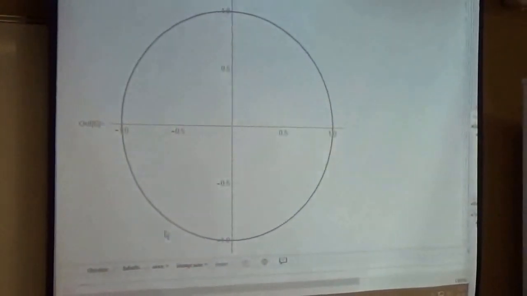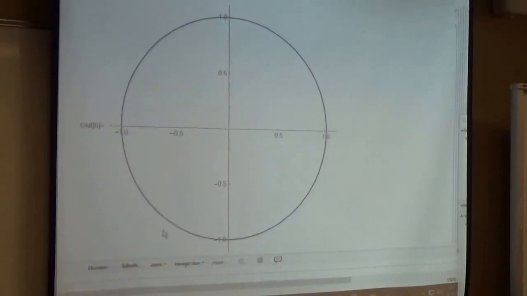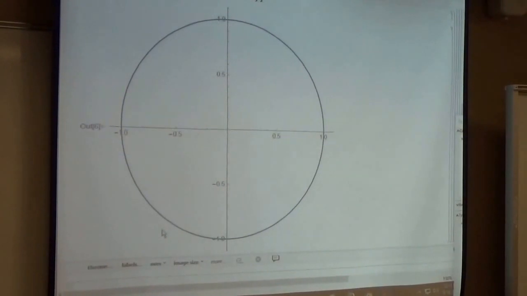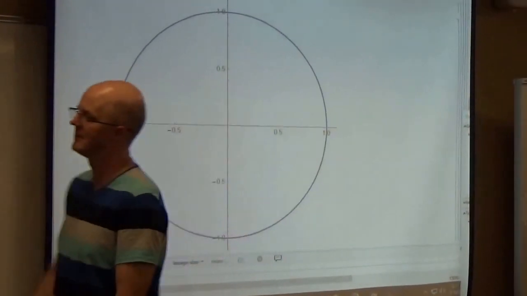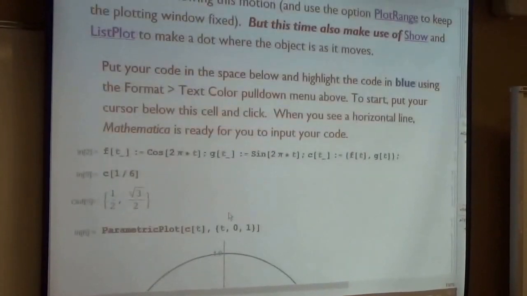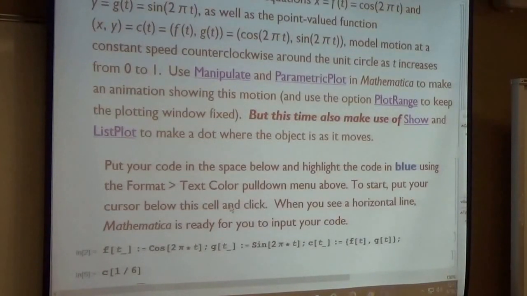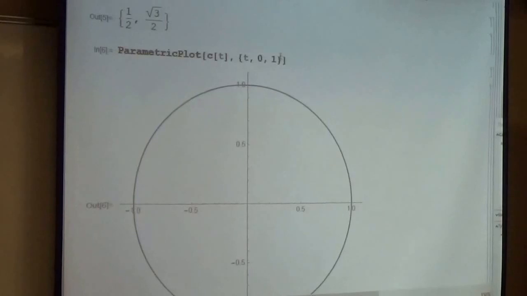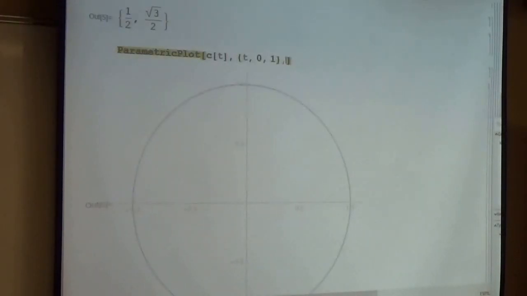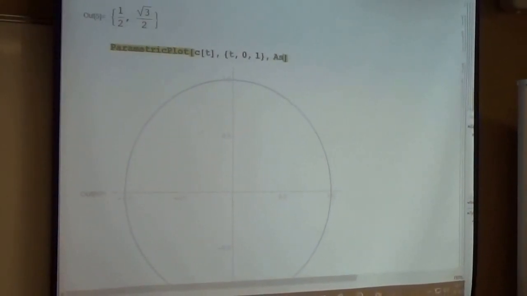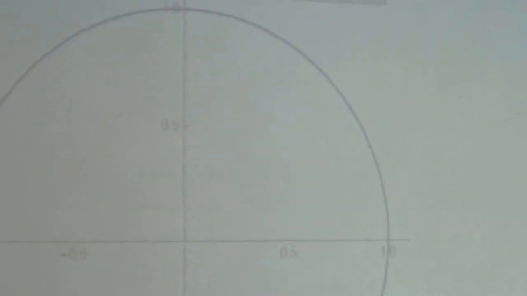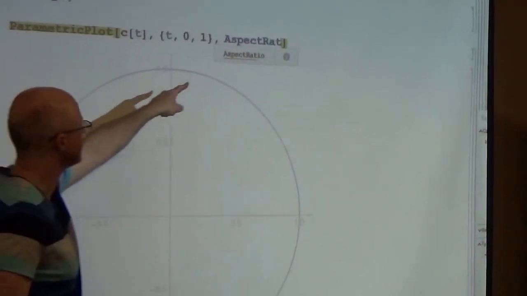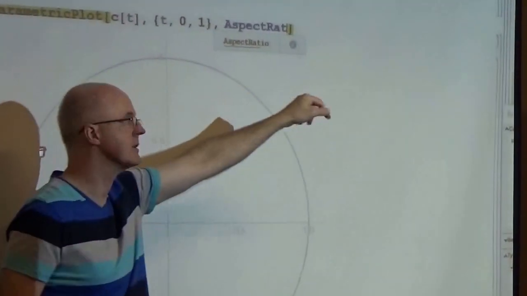Does it look like a circle to you guys? It looks more like an oval. Why? Well, it's because the axes don't have the same scale. If you use aspect ratio, which I guess I didn't tell you you had to do, you can make the axes have the same scale. It's called an option, AspectRatio, capital A, capital R. And by the way, you can see the command it thinks you want coming up there. You could just click on that.